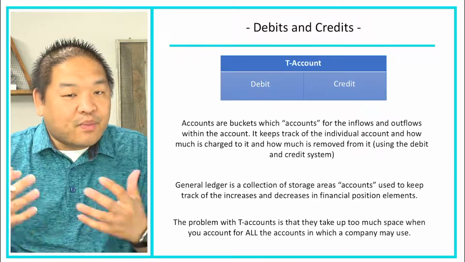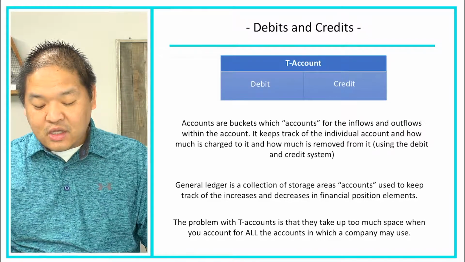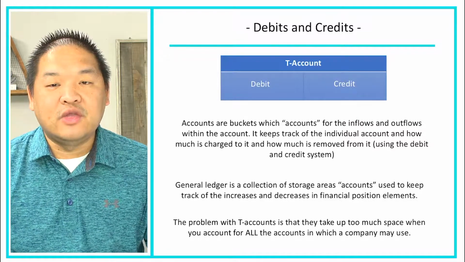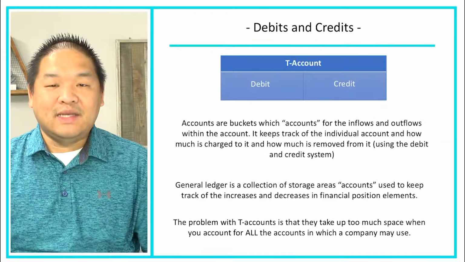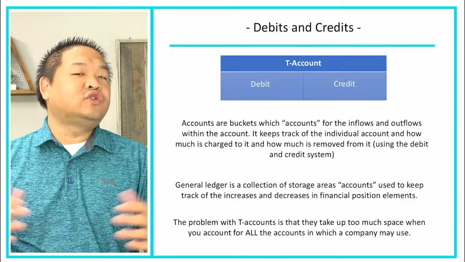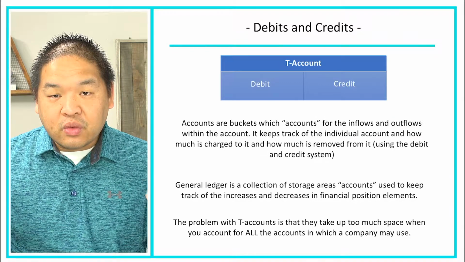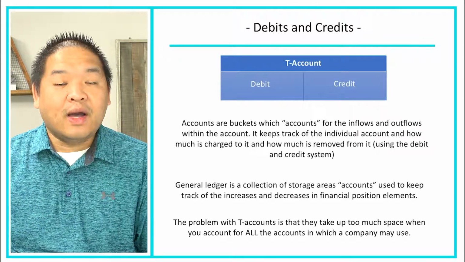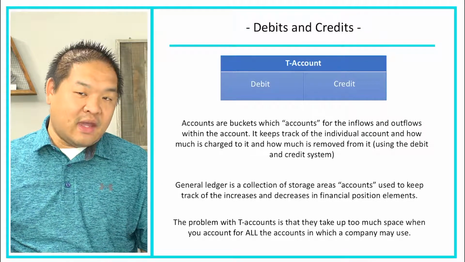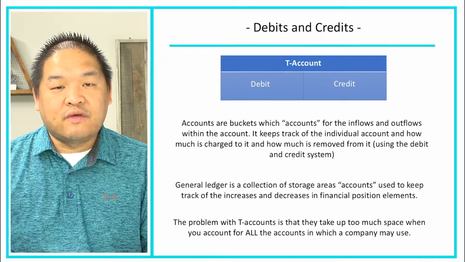And then the problem with the T accounts is that they take up way too much space when you account for all of your accounts in which a company might use. So think about it here. We've got one T account here. We might need 200 accounts because we have 200 different accounts in our general ledger system and our accounting system. And so we would basically have to have 200 of these T's, and think about how much space that would take. That's not necessarily the best way to conserve all of our energy.